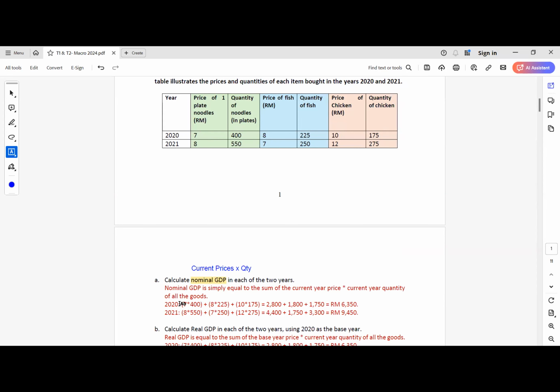You do the same as well in 2021. You calculate the value of noodles plus the value of fish plus the value of chicken. And at the end, you get the nominal GDP of that country. As simple as that. That's how you calculate your nominal GDP itself. You just take the current prices times the quantity of outputs that the country is producing, and get the answer.